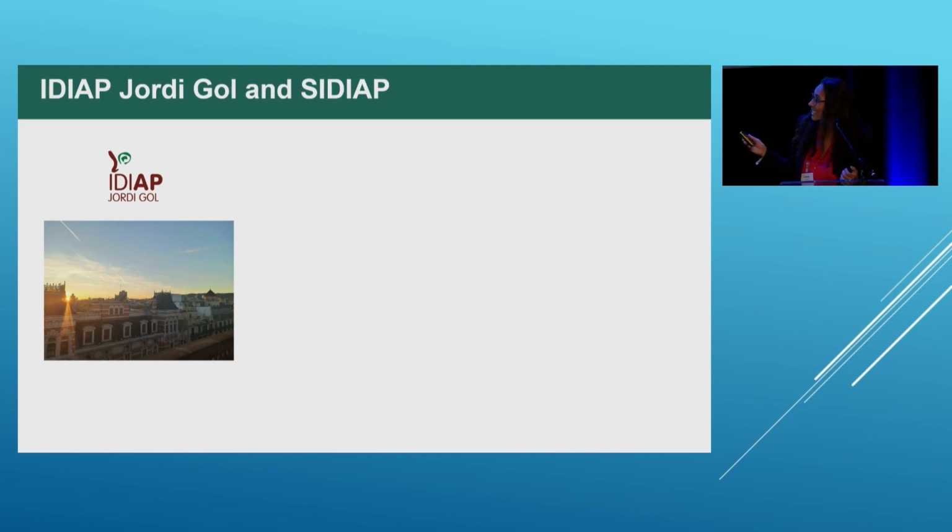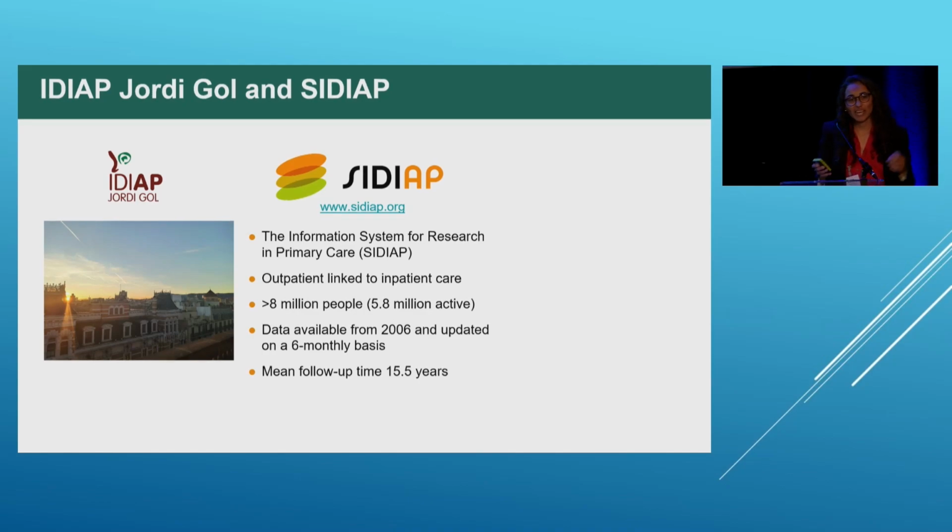In 2010, IDIAPJGol, together with the Catalan Health Institute, created the SIDIAP database. SIDIAP is the information system for research in primary care. It includes electronic health records from primary care linked to hospital discharge data for more than 8 million people, around 6 million people active in 2022. It has data available since 2006, and it's updated on a 6-monthly basis, and the mean follow-up time is around 15 to 16 years right now.